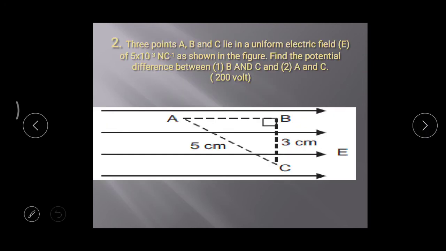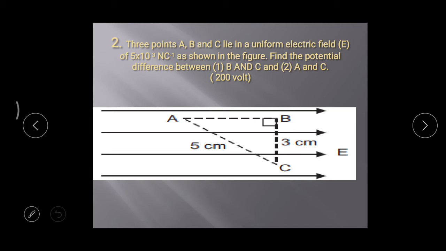The second question is a figure in which 3 points are located, and these points are positioned in an electric field of magnitude 5 into 10 to the power 3 Newton per Coulomb, and we have to determine the potential difference between points B and C and A and C.